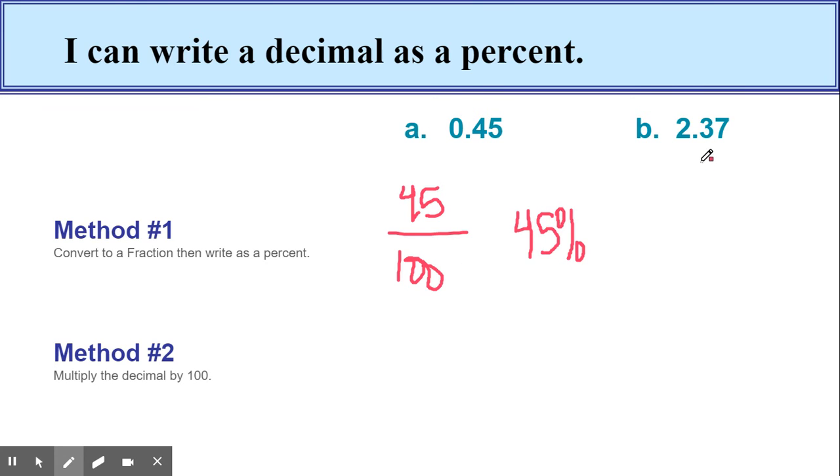Okay, I'm going to try the second one. So 2 and 37 hundredths. I'm going to write that as a mixed number. 2, because it's bigger than 1. 2 and 37 over 100.